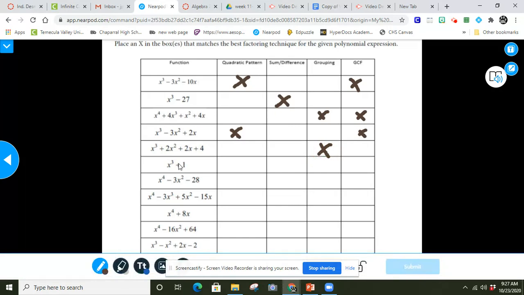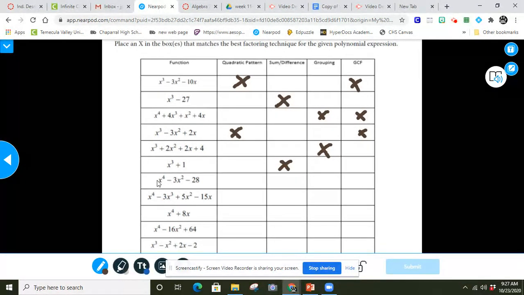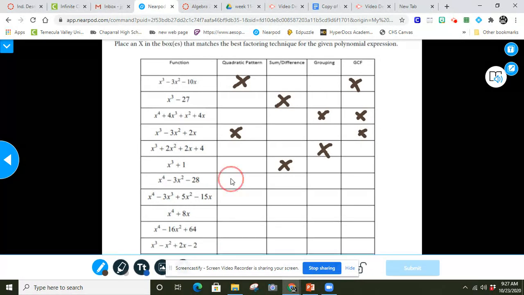Okay, X cubed plus 1 is a binomial. Is 1 a perfect cube? It is. So this is the sum of 2 cubes. Again, there's no GCF in there. All right, here we have a trinomial. It's even. This is half. Okay, so this will be the quadratic pattern.